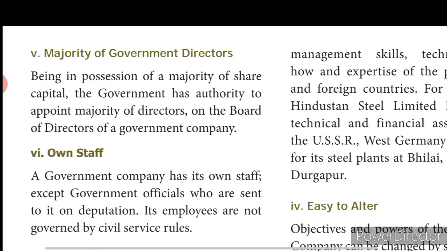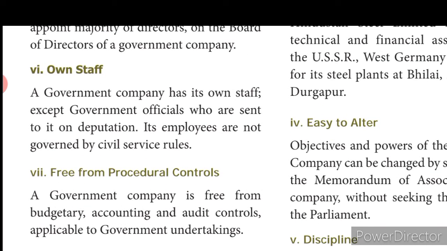Okay. The own staff. A government company has its own staff, except the government officials who are sent to it on deputation. Its employees are not governed by civil service rules. Civil service rules means they are not government servants. Okay, they do the job for the government, but they are not government servants.